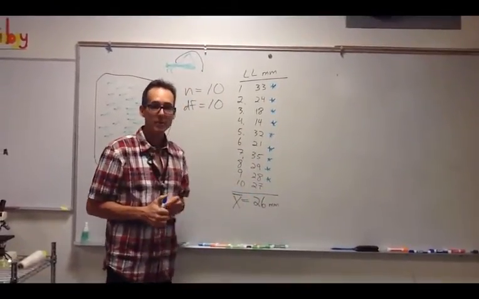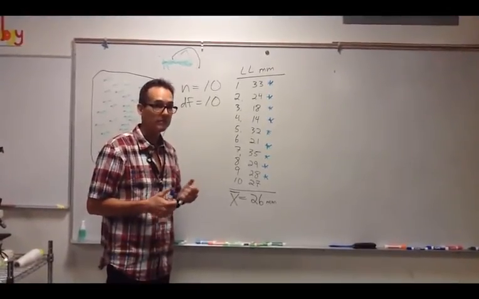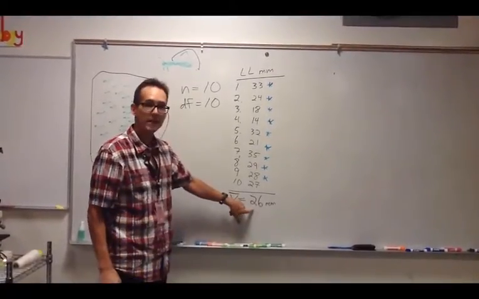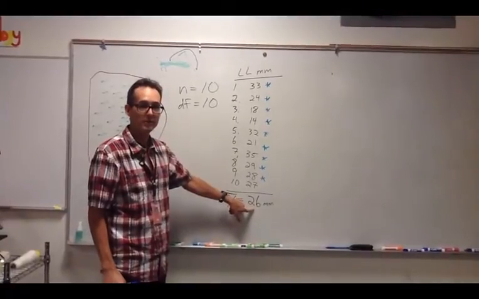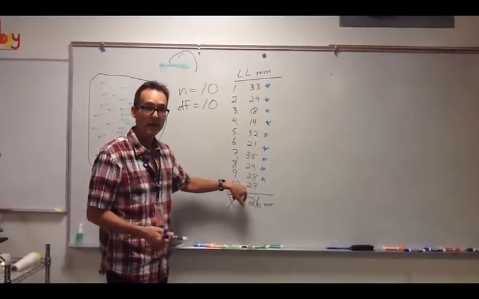There's 1 grasshopper left in the bag. Is its leg length free to vary? It's not. I already know the mean. The mean has to come out at 26 millimeters. So that last grasshopper is known and not free to vary.